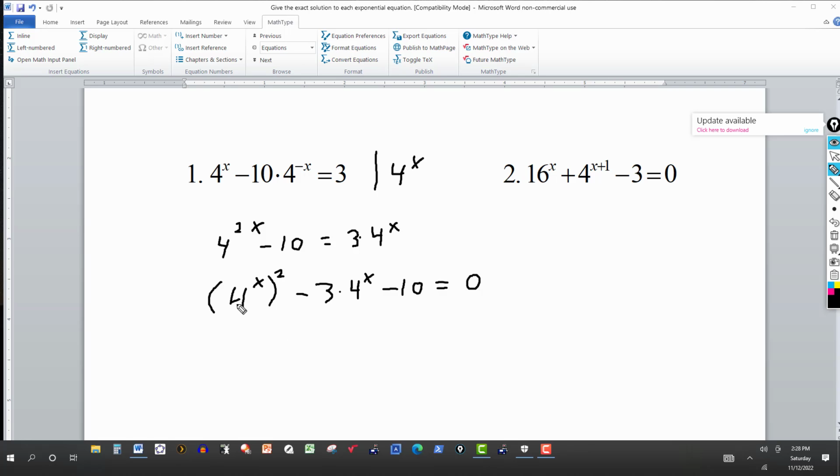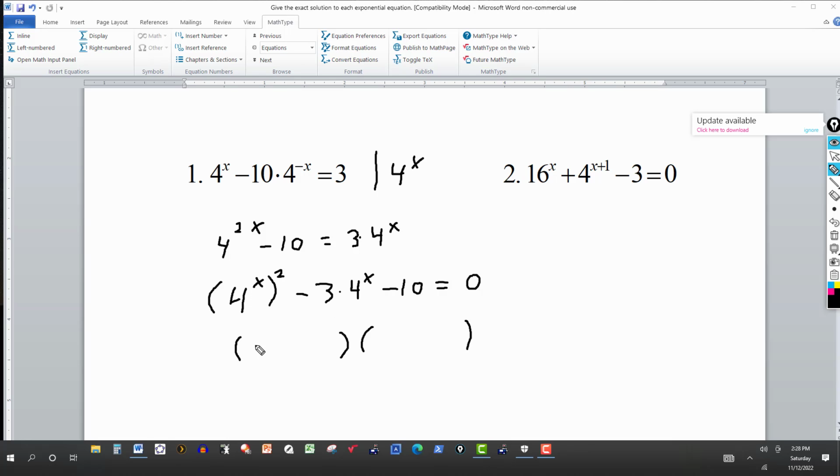Now, if I replace this 4 to the x by a y, and a y here on this one, this comes out to y squared minus 3y minus 10. So that's a quadratic equation in the variable y. But I'm just going to leave it the way it is. You can make that substitution, solve for y, and then replace the y by 4 to the x, and then continue to solve. But what I'm going to do is this. I'm just going to say this is a quadratic in 4 to the x.